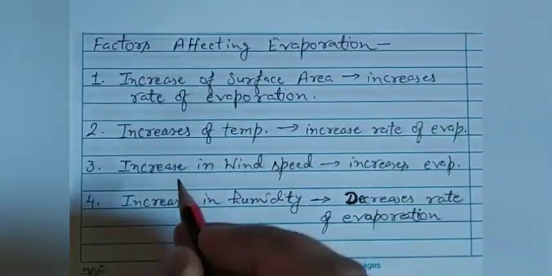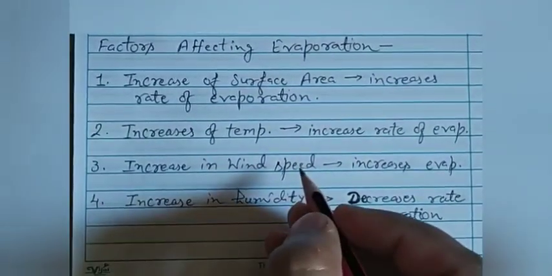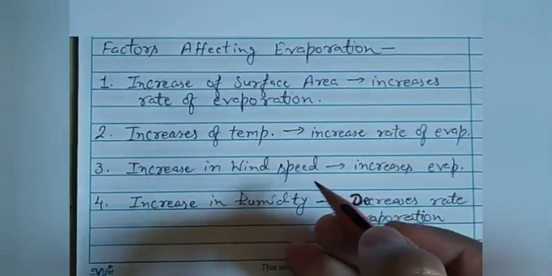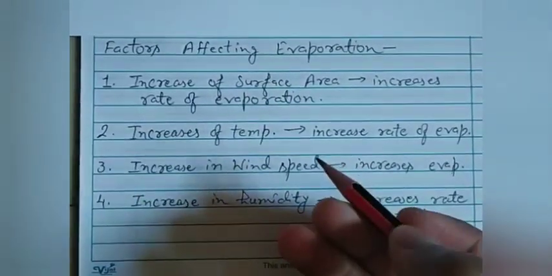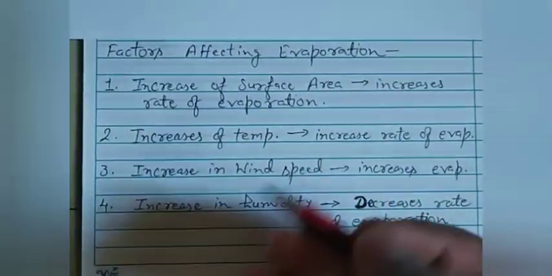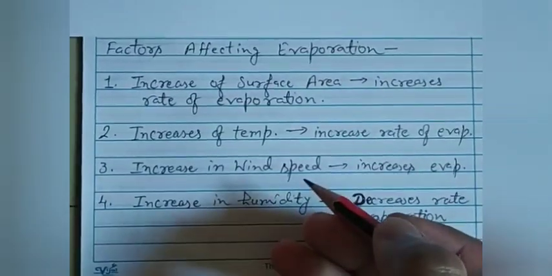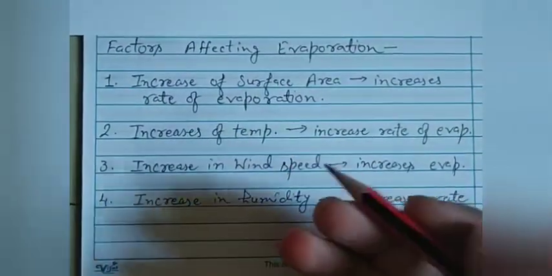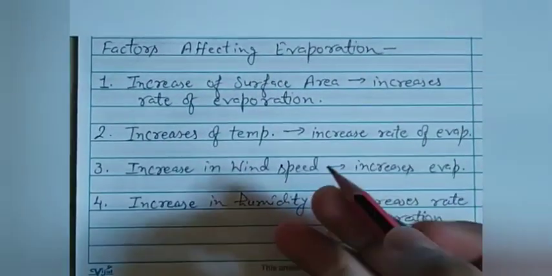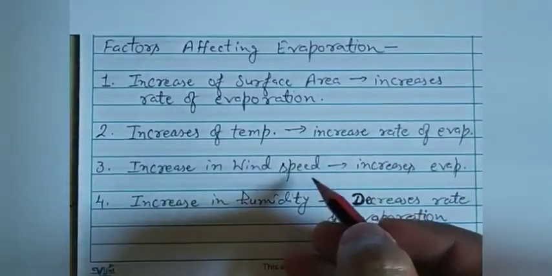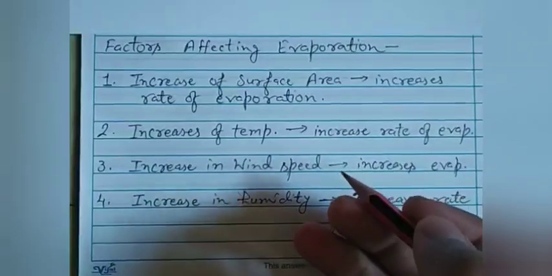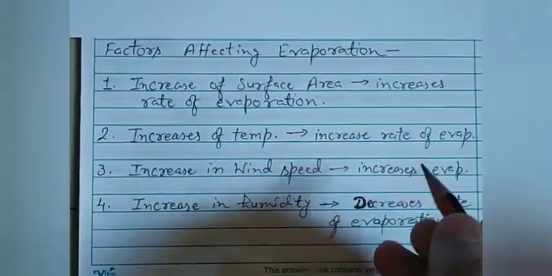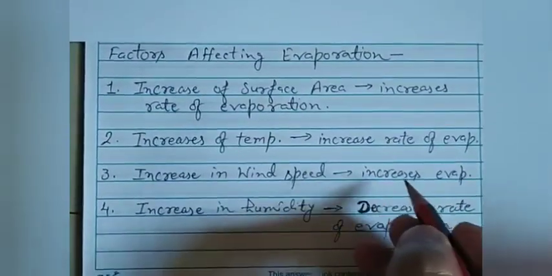The third point is increase in wind speed. You must have seen that to dry our wet clothes, we put them on a string outside in the open area, so that the effect of temperature also works, like sun heat increases the evaporation rate, and the wind speed too. The more the wind moves, the rate of drying of the clothes will increase. That means the evaporation will increase.